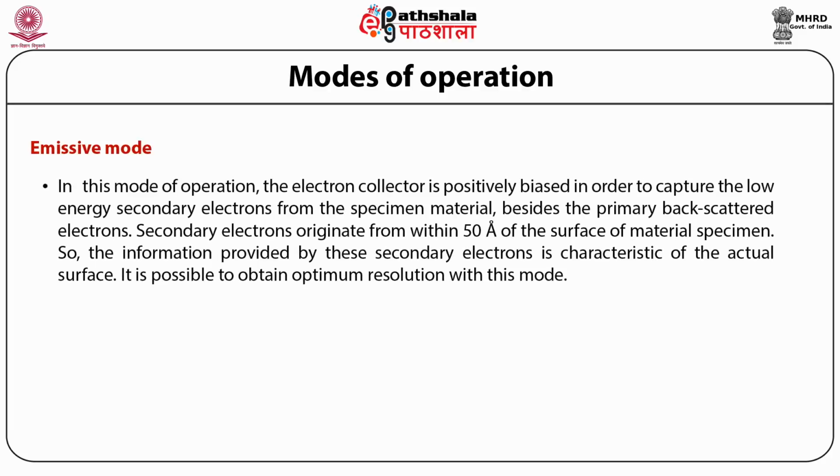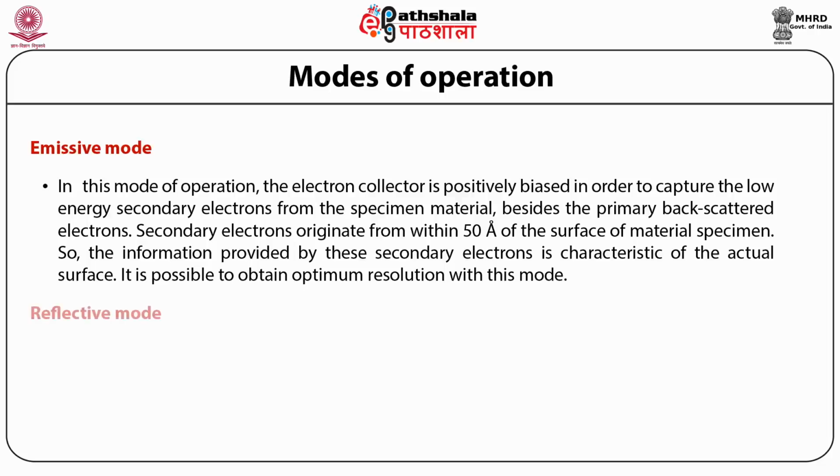In this mode of operation, the electron collector is positively biased in order to capture the low energy secondary electrons from the specimen material besides the primary backscattered electrons. Secondary electrons originate from within 50 angstroms of the surface of the material specimen. So, the information provided by these secondary electrons is characteristic of the actual surface. It is possible to obtain optimum resolution with this mode.